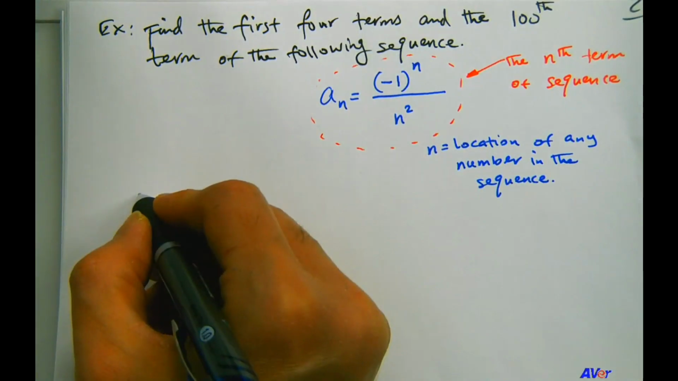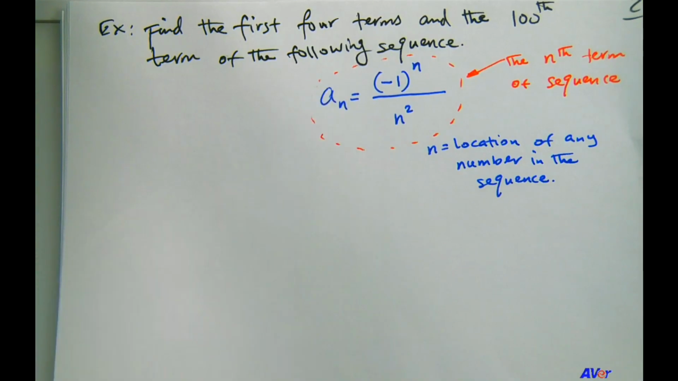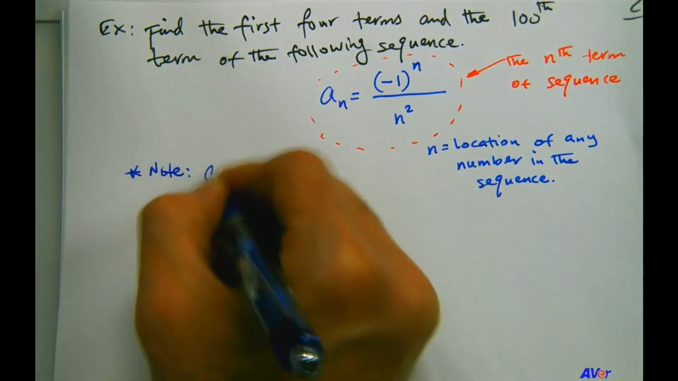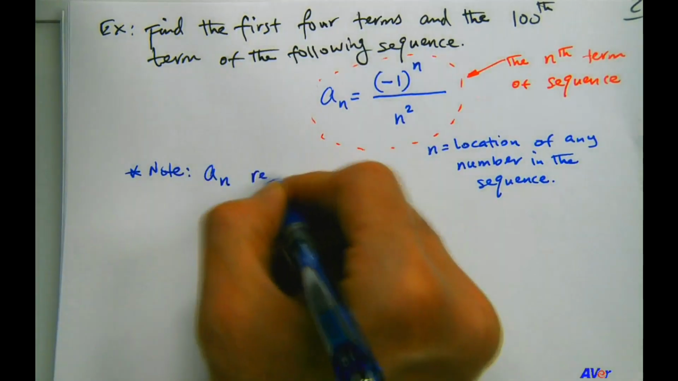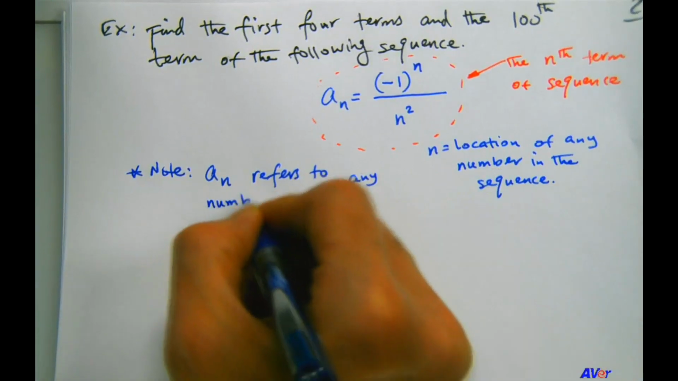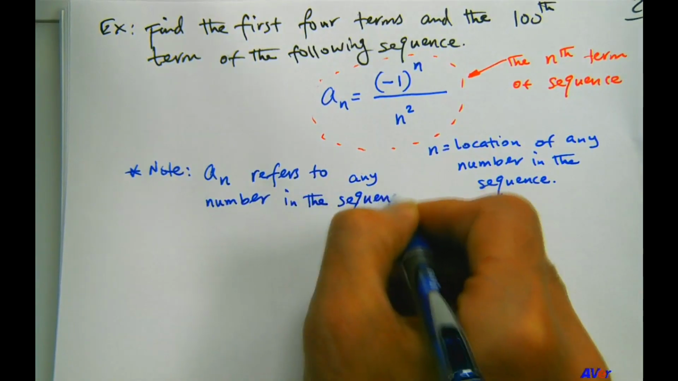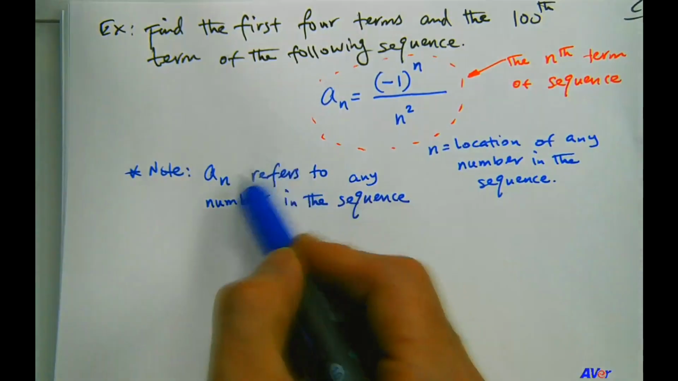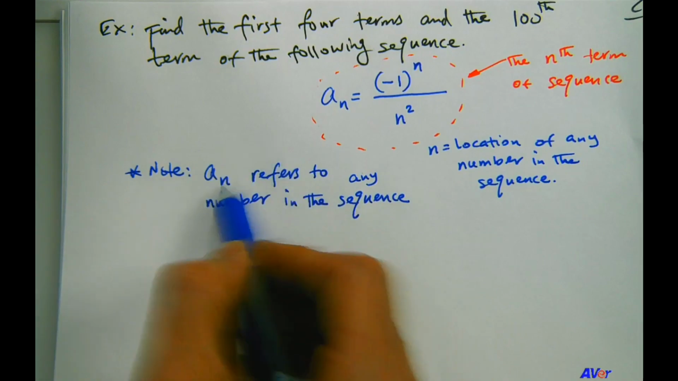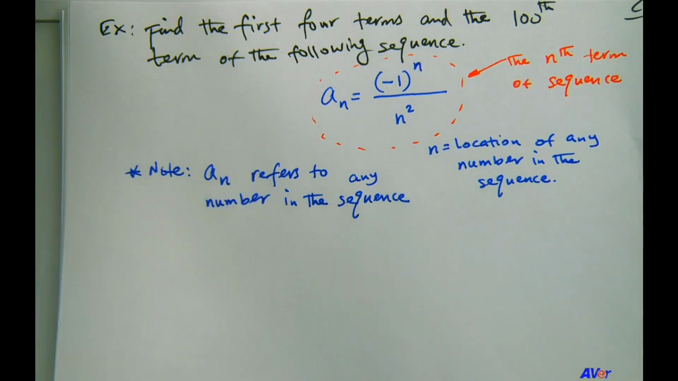And also let me define a_n. So note, a_n refers to any number in the sequence. Okay, so right now, a_n refers to any number in the sequence because n is free. But as soon as you assign a number to it, then you're finding the number associated with that location in the sequence.